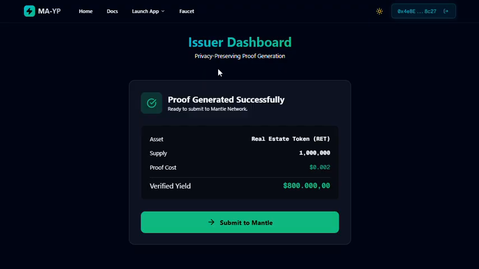The ZK proof proves the calculation is correct. The Merkle root proves everyone's position in the tree. Both are generated off-chain, on the issuer's device. No data goes to the blockchain yet. It's completely private.